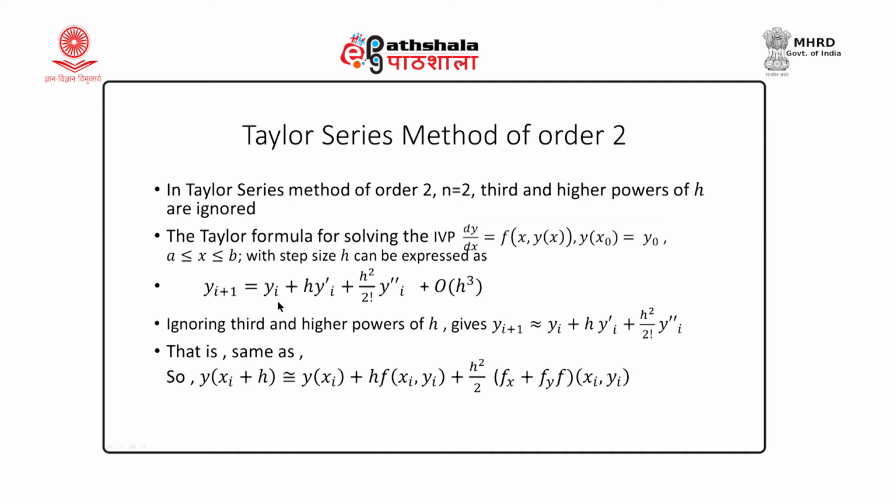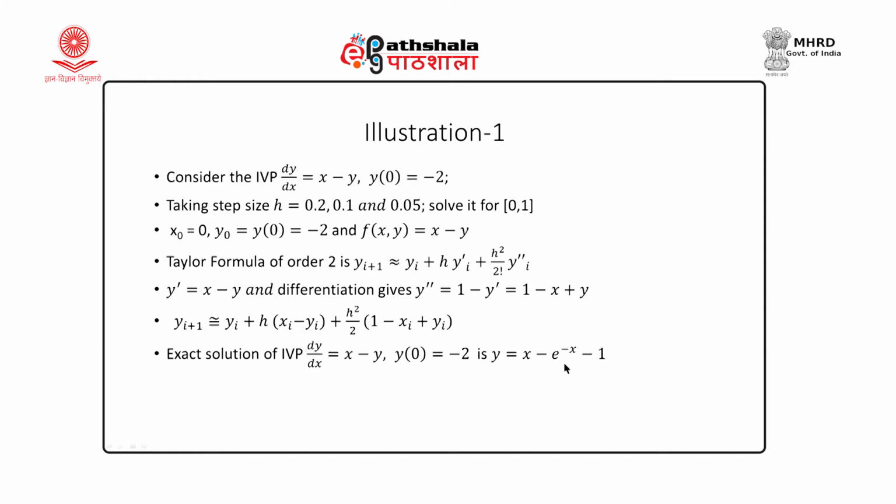So, y(i+1) is yi plus h yi dash plus h square by 2 factorial yi double dash plus order of h cube, which will be ignored. And this formula let us apply. Let us take the same example which we had taken in our Euler formula discussion.